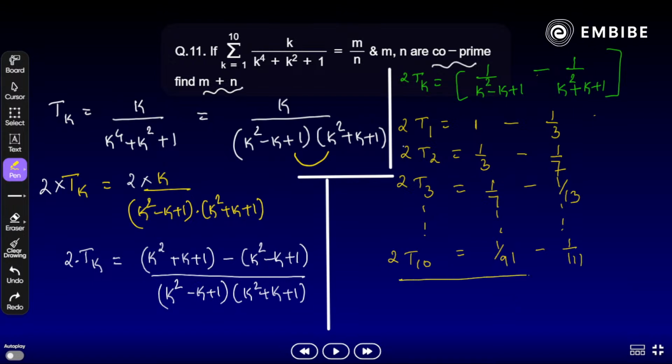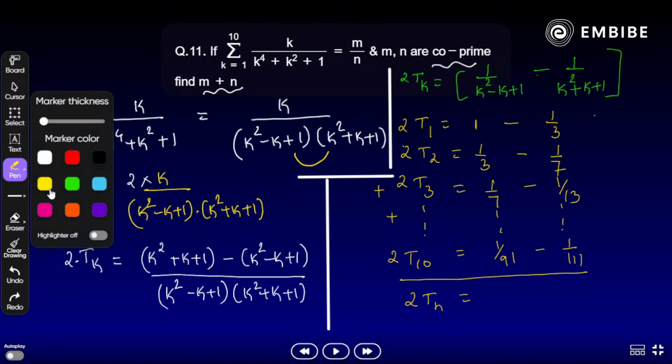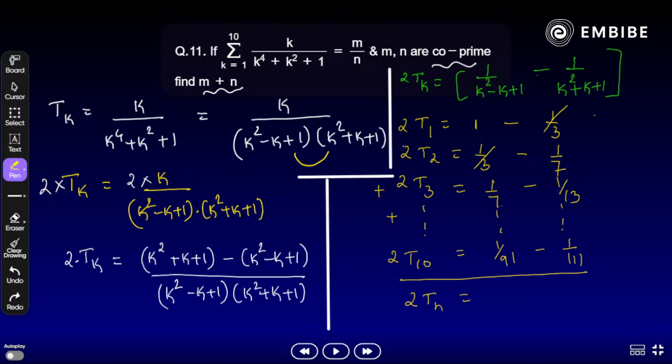Correct? Now we need to add all these terms. What we get here is 2 times Tn, that is the sum. 1 by 3 will cancel out, 1 by 7 will cancel out. Yes, successive terms will cancel out, diagonally. What remains is 1 minus 1 by 111. And what about Tn, the nth term? It is 55 by 111. That is m by n. Now add it. You will get the answer.